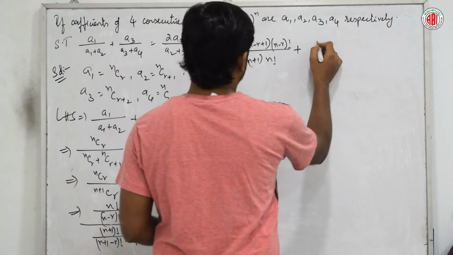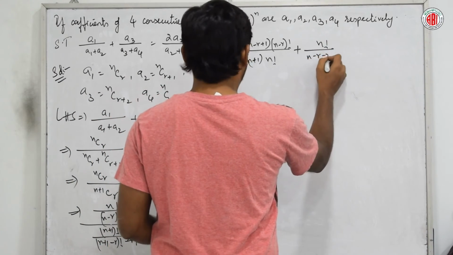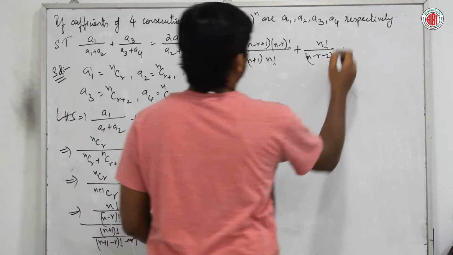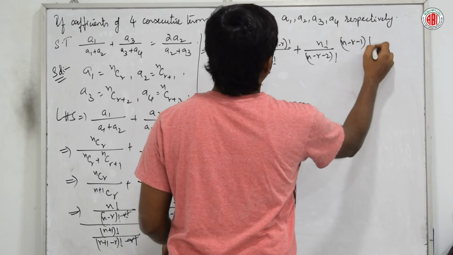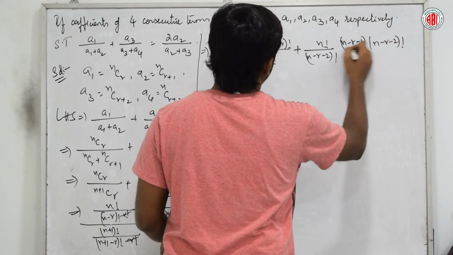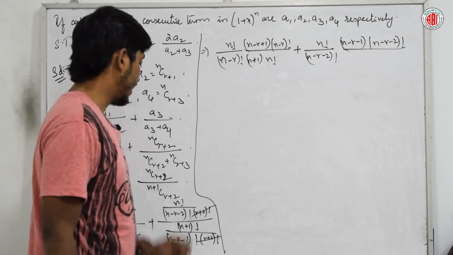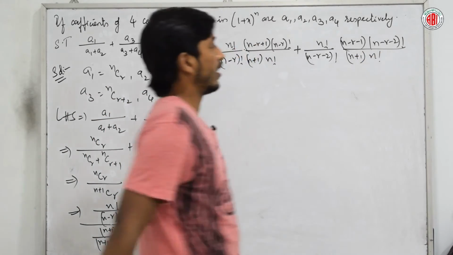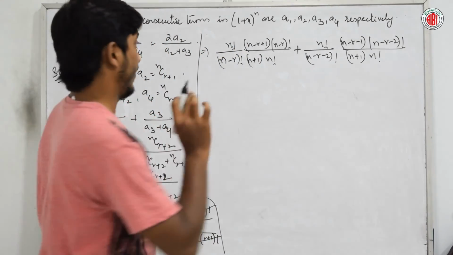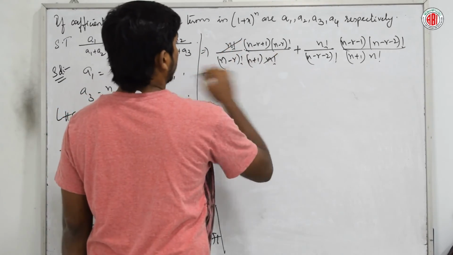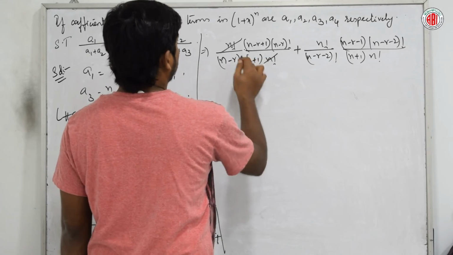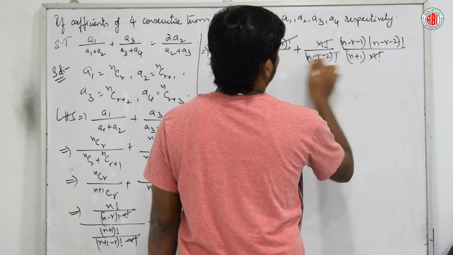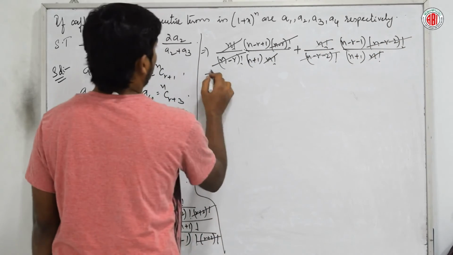Let us put everything as it is, n factorial by n minus r minus 2 factorial into n minus r minus 1 is n minus r minus 1 into n minus r minus 2 factorial divided by n plus 1 factorial can be written as n plus 1 into n factorial. Now let us cancel whichever terms are available here. These both, right? Next, n minus r factorial, n minus r factorial. Here, n factorial, n factorial. Minus 2, minus 2. So what is left now?